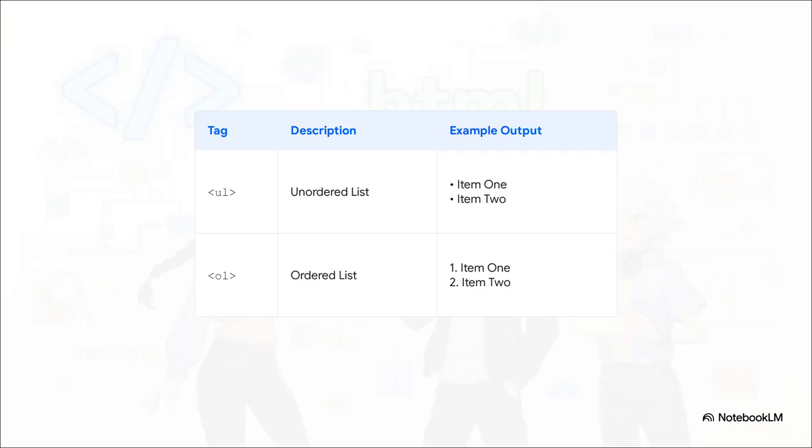What if you need to organize things into a list? HTML's got you covered. The UL tag creates an unordered list, bullet points, for when the order doesn't really matter. But if you need a specific sequence, like steps in a recipe, you use the OL tag for an ordered, numbered list. Super simple, but so useful for making things clear.